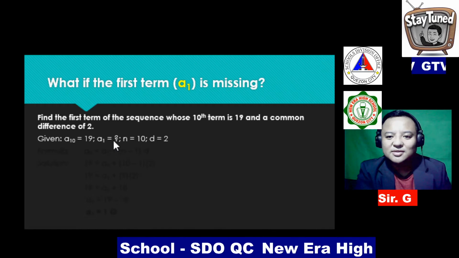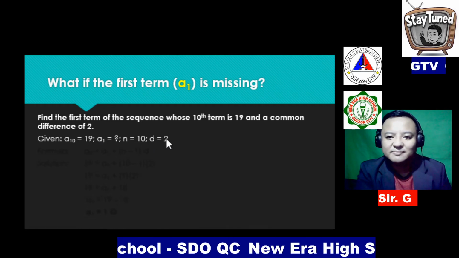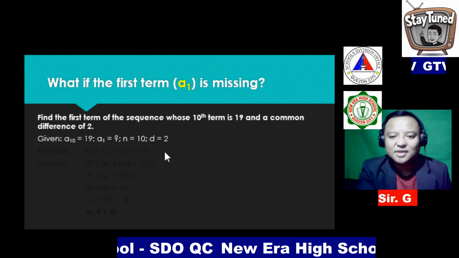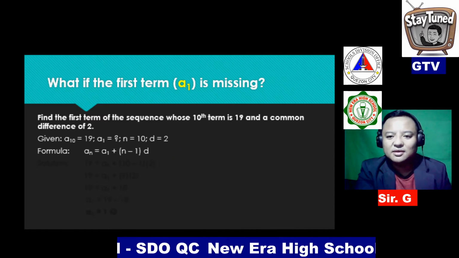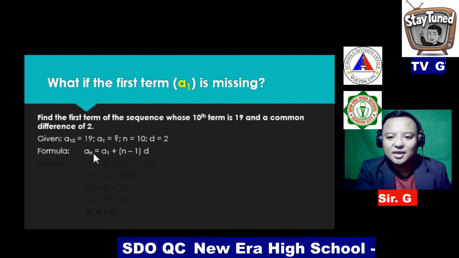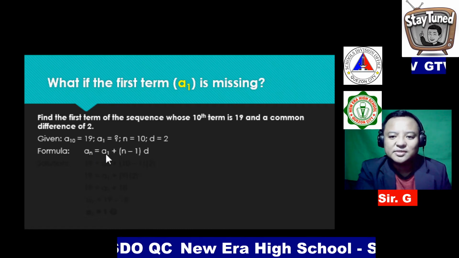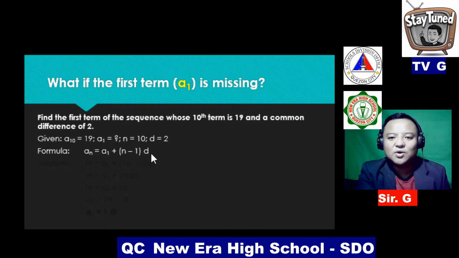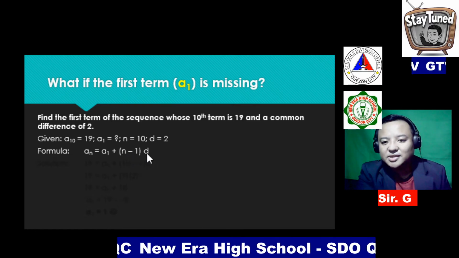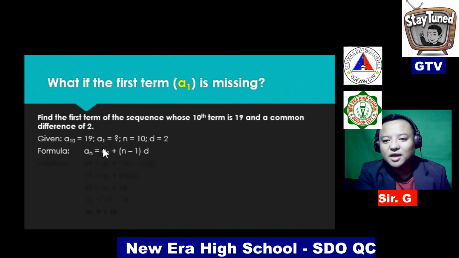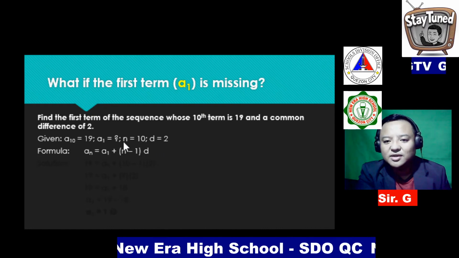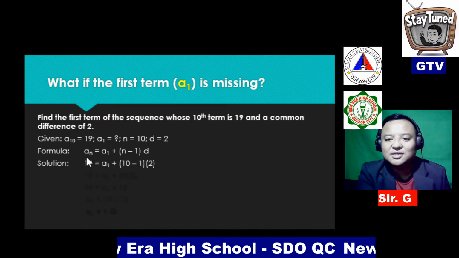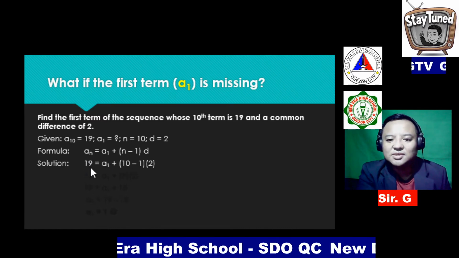Since all the givens are written na, okay na siya. So, we are now ready to state the pattern or the formula. And we have, again, the last term is equal to the first term plus a quantity of the number of terms minus 1 times the common difference. Now, after stating the formula, we are now ready to plug in all these values or givens to the formula. And we will be having just like this. So, here, a sub n or last term is 19.